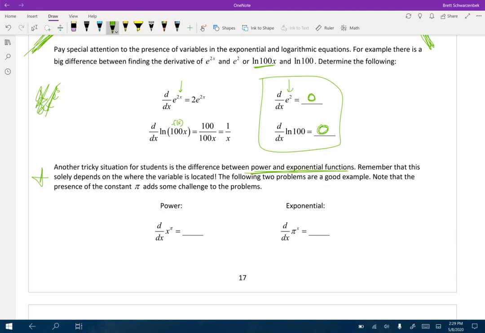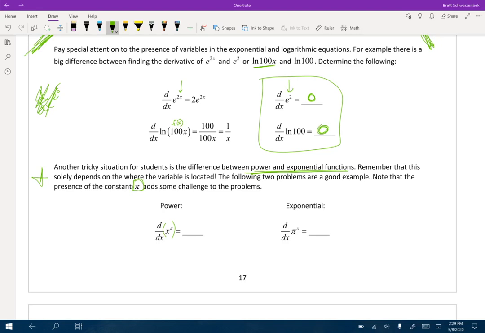The following are good examples. So note, I use the pi variable only because I wanted to make it more challenging. For example, look at here. It says find the derivative of x to the pi. So x to any value is a power function, essentially. Squared, cubed, 50, whatever. It's a power function. So x to the pi is a power function.